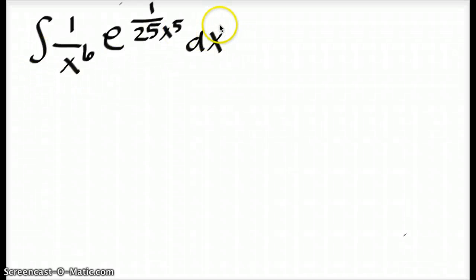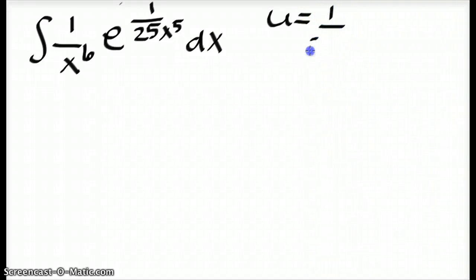Okay, so this is in response to homework 5.2-3, and it's 15. They want us to use symbolic integration. All that means is we're trying to do u substitution. So we want to figure out what to make u equal to, and you usually want to pick the thing that's most complicated. So right here is the most complicated part of this integration. So we're going to make u equal to 1 over 25x to the fifth.